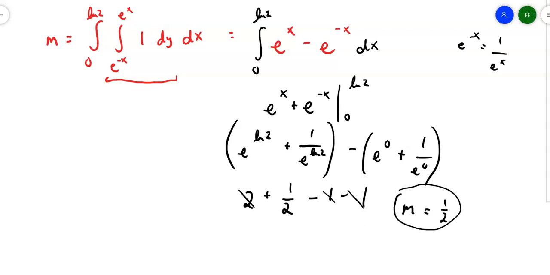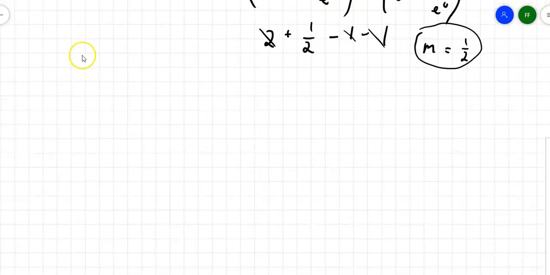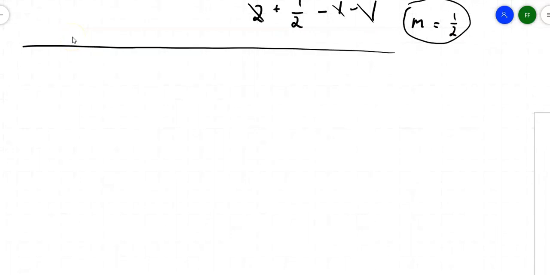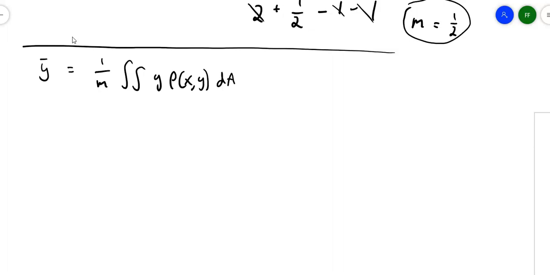Let's do the y one first, the y center, because that's actually a shorter calculation. The center for the y is going to be 1 over the mass times a double integral of y times rho of xy integrated over the area of the base. So what is that? Well, if the mass is a half, 1 over a half is just 2. So my midpoint here is going to be 2.